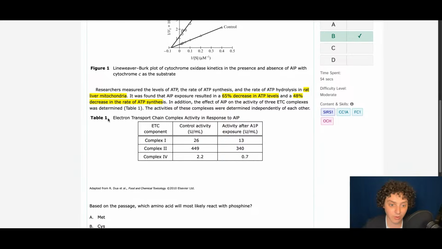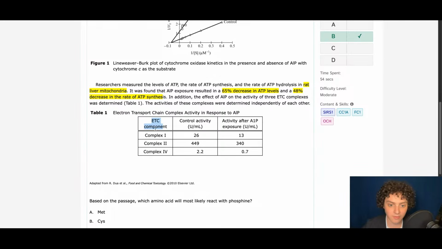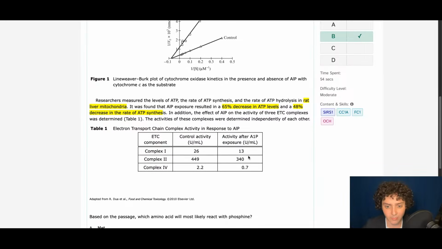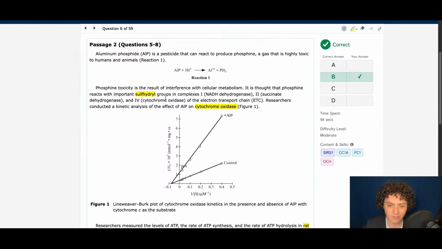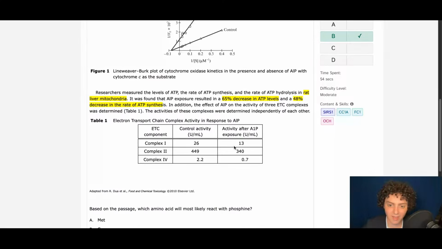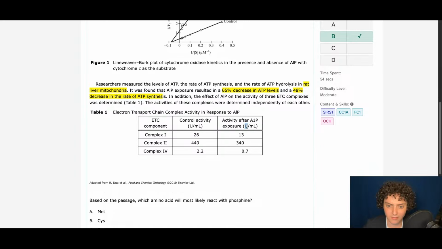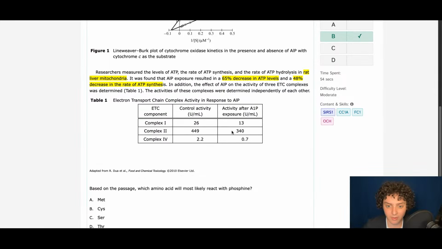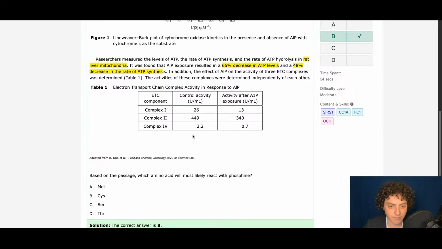Okay. Table 1 shows the electron transport chain complex activity in response to A1P. On the left here, it shows the ETC component, which is complex 1, complex 2, and complex 4, which were called out earlier. And then control activity, some numbers, and then activity after A1P exposure. I'm a little confused as to whether it's A1P or AIP. Activity after A1P exposure in, I think that's supposed to be units per milliliter. Okay, so 13. All right, so that's Table 1.